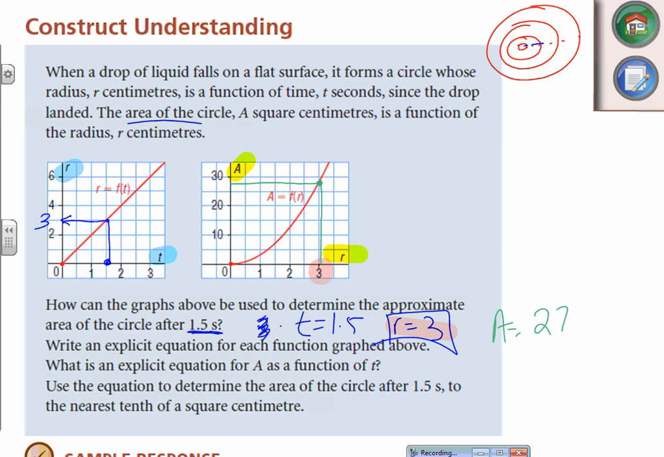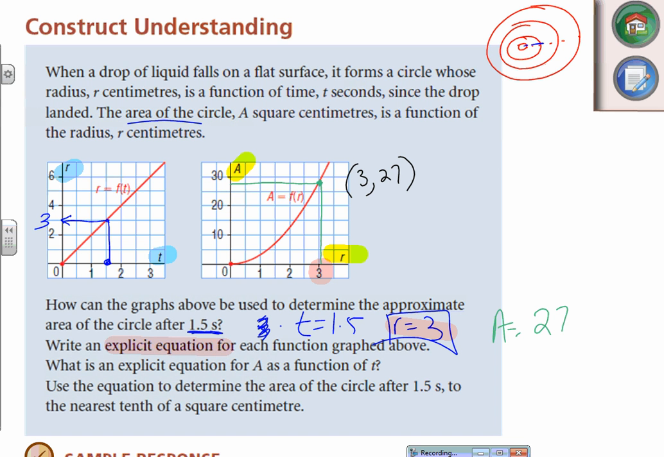The point on this graph here was (3, approximately 27), not sure. We need to go to an equation to be more accurate. The graph is always an approximate answer. So let's go through it. We need to be able to make equations.